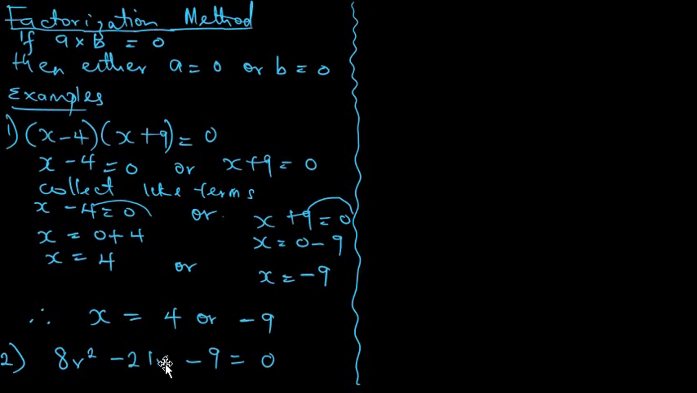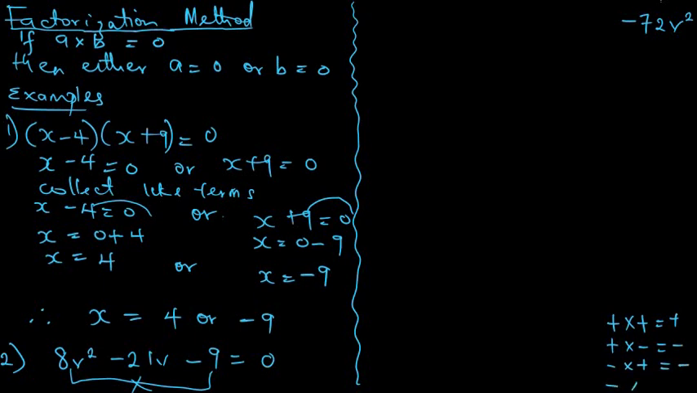Now, the first step we are going to do is pick the first number and the last number, and multiply them together. So 8v squared multiplied by minus 9 becomes minus 72v squared. But before we do this, we have to take note of the rule of signs. The rule states that plus times plus is equal to plus, plus times minus is equal to minus, minus times plus is equal to minus, minus times minus is equal to plus. Now this rule is going to guide us as we factorize.